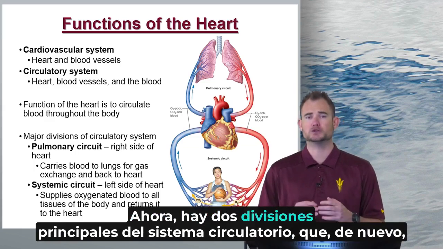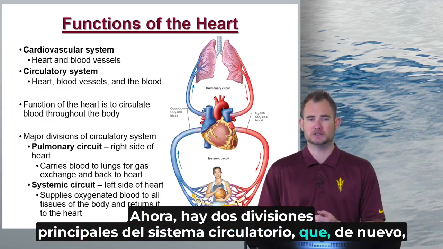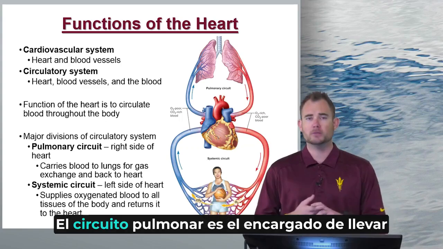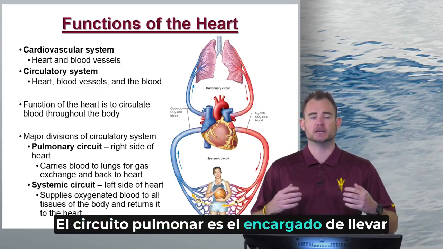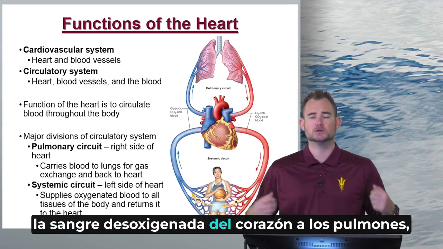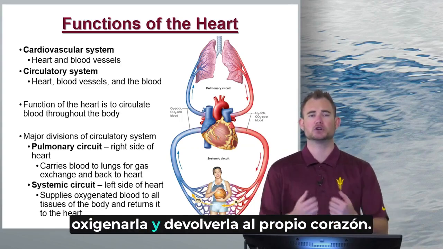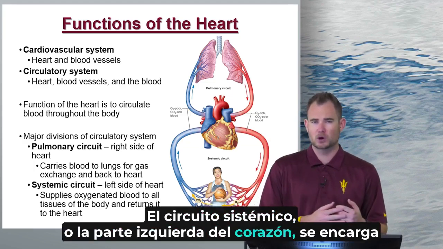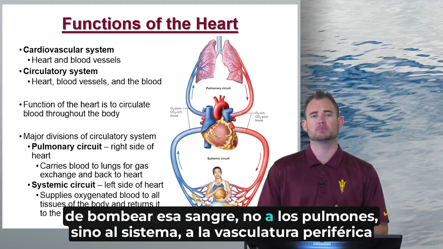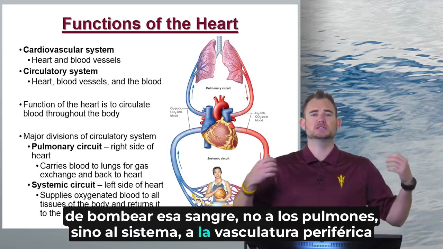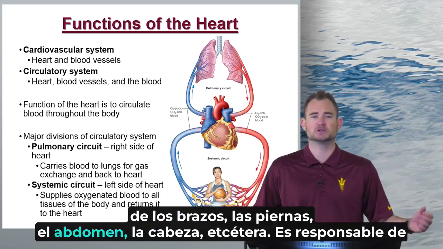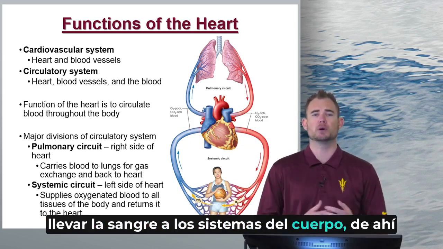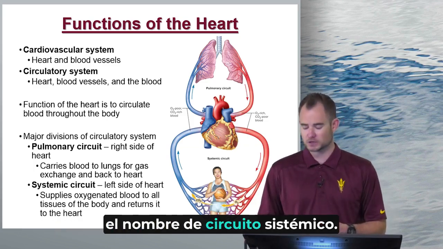Now, there are two major divisions of the circulatory system, which again is comprised of the heart, the blood vessels, and the blood. The pulmonary circuit is responsible for taking deoxygenated blood from the heart to the lungs, getting it oxygenated, and returning it back to the heart itself. The systemic circuit, or the left part of the heart, is responsible for pumping that blood not to the lungs, but to the peripheral vasculature in the arms, the legs, the abdomen, the head, etc. It's responsible for getting blood to the body systems, hence the name systemic circuit.